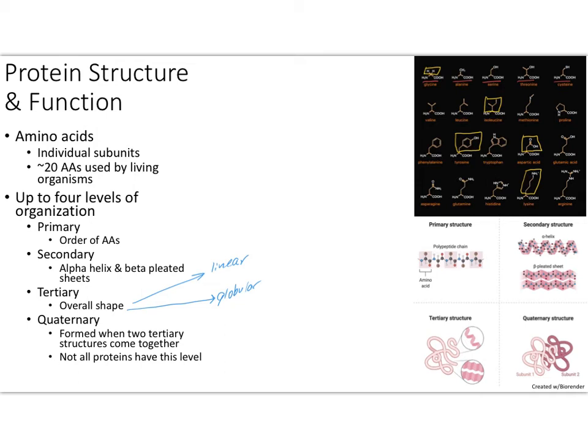So basically, two individual proteins join together to make a larger protein complex. Now, like I said, not all proteins have this. Many proteins are functional. They're ready to go at their tertiary level of organization. But some proteins, to be able to function the way they need to, actually have to combine with another protein to make this fourth level of organization.